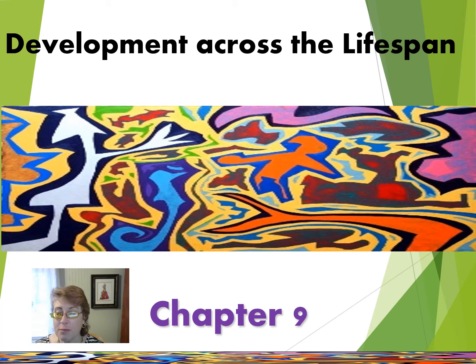We're going to start Chapter 9, our chapter on developmental psychology. If you're one of our psychology majors, you'll be taking either our lifespan course, our child psychology course, or our adolescent psychology course. And if you are not a psychology major, you might still consider one of these courses. They count as both a social science elective and a liberal arts elective.